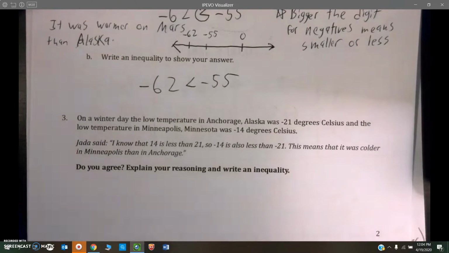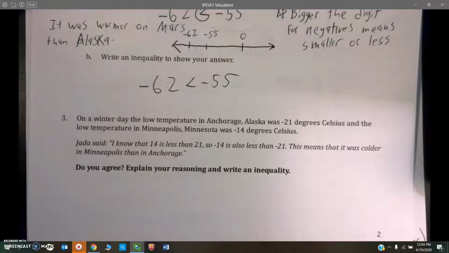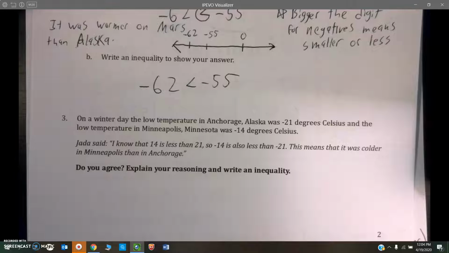On a winter day, the low temperature in Anchorage, Alaska was -21 degrees Celsius, and the low temperature in Minneapolis, Minnesota, was -14 degrees Celsius. Jada said, I know that 14 is less than 21. So -14 is also less than -21. This means that it was colder in Minneapolis than in Anchorage. Do you agree? So why don't you pause the video right now and state whether you agree or disagree, and why.